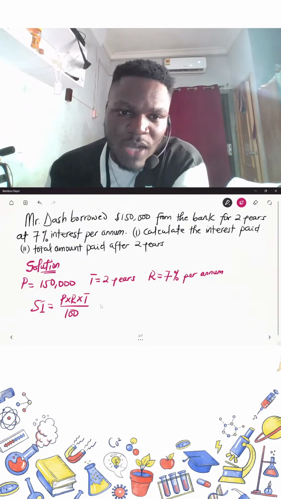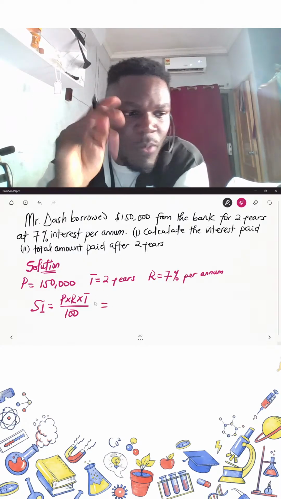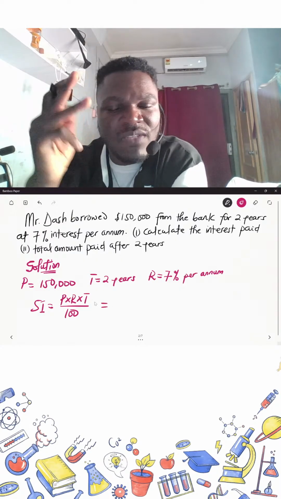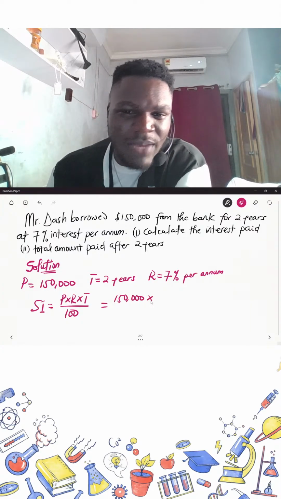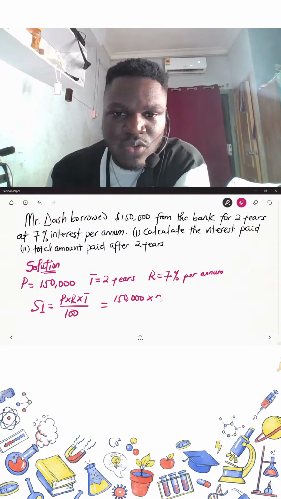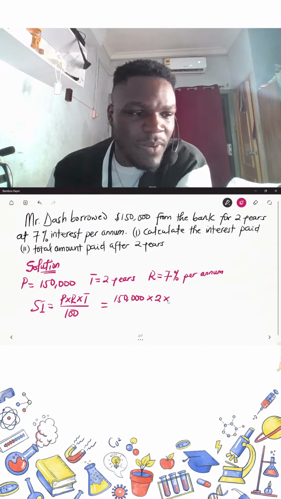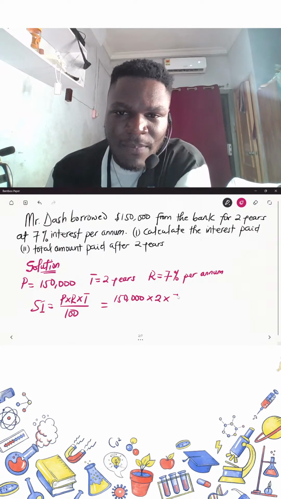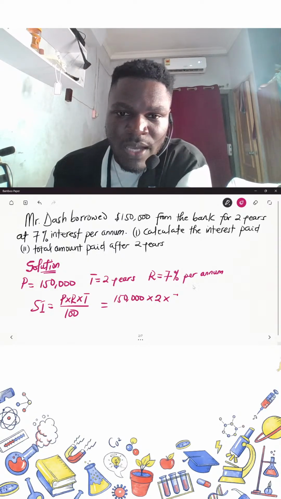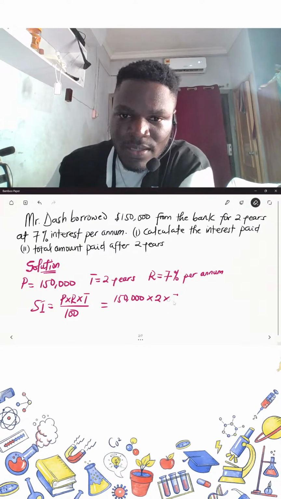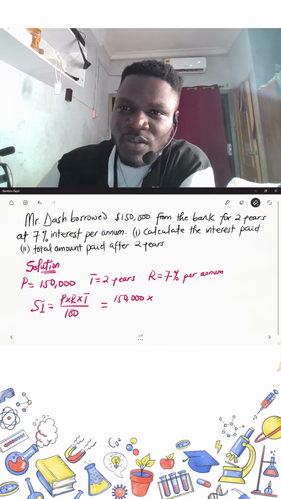Okay? So now if I do the substitution, remember my P is 150,000. So I have my 150,000, multiplied by the rate. The rate in this case is 2 years. Then multiplied by the time. The time is 2 rather. And then the rate is 7. So let me erase this and do it well so I will not be confused.